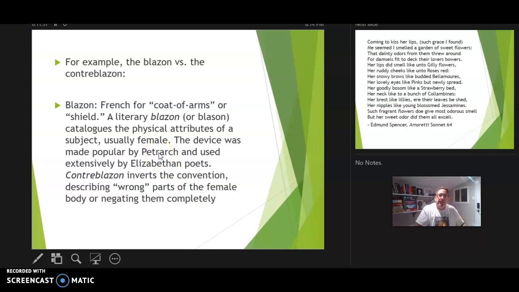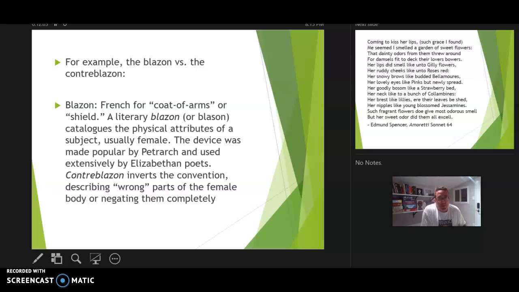Another example of this, getting deeper into this idea of form, is the blazon, and the contrablazon. This was a very popular technique within the sonnet, a way of writing a sonnet. Blazon is French for coat of arms or shield, right? So a literary blazon catalogs the physical attributes of a subject, usually female. It is a fairly sexist history of the sonnet.